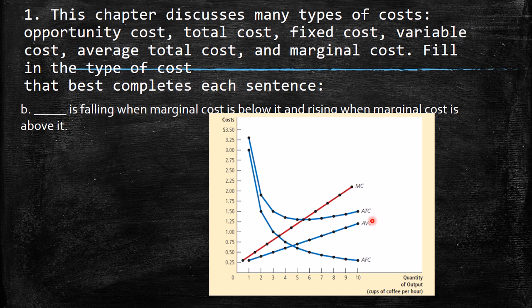Why? The marginal cost has a direct relationship with the average total cost. Remember, when you talk about the GPA, for example, if your next exam, which is going to be your marginal, is higher than your average, naturally your average will increase. When your marginal is lower than the average total cost, or your GPA, in that case the average is going to be decreasing. So ATC is falling when marginal cost is below it and rising when marginal cost is above it. So this is the average total cost.